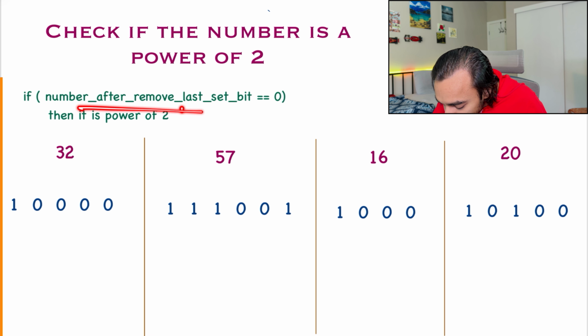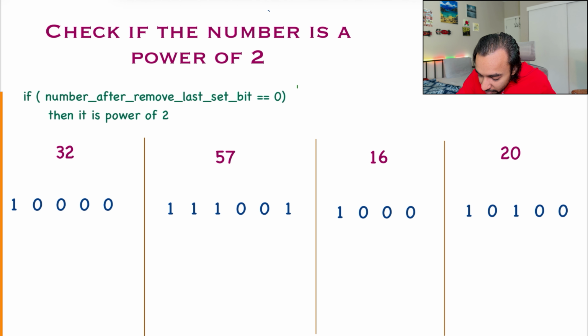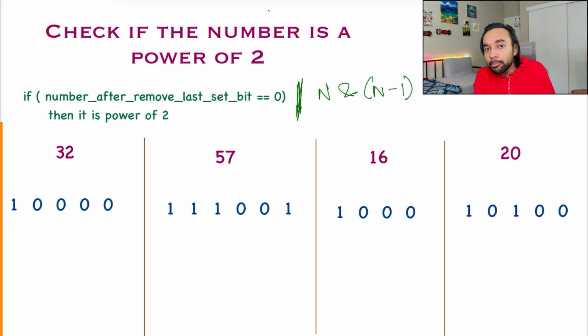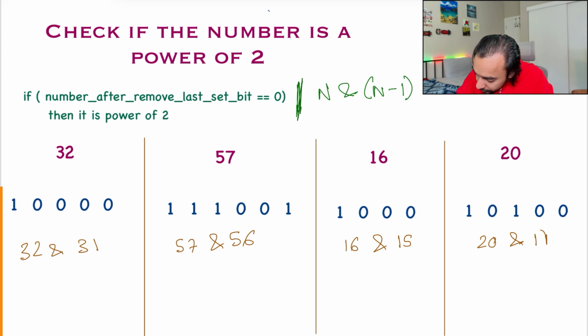But how do you use bitwise operators to remove the last set bit? This is something which we had discussed in our previous lecture, that if you take the number and then you AND it with n minus 1, that will help you to clear the last set bit. So basically what I'm going to do is 32 and 31. Similarly, 57 and 56, 16 and 15, 20 and 19.